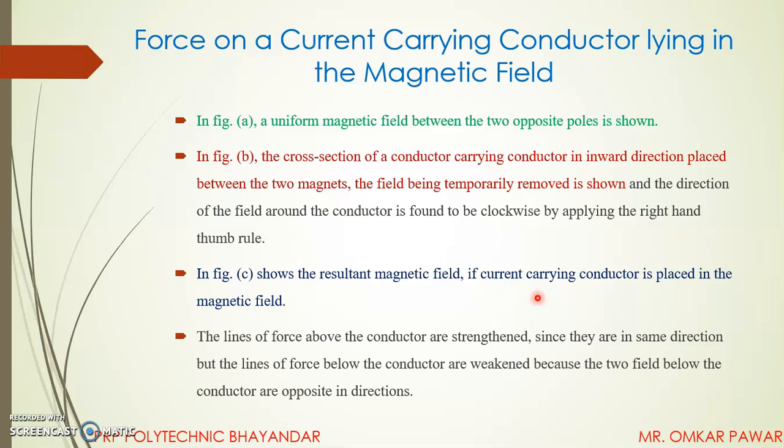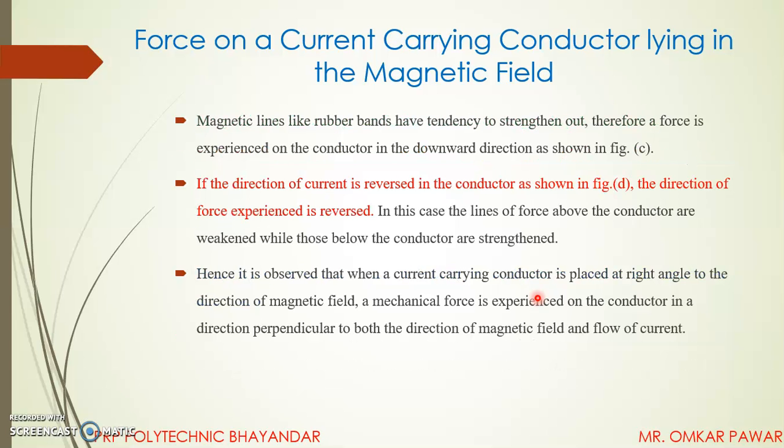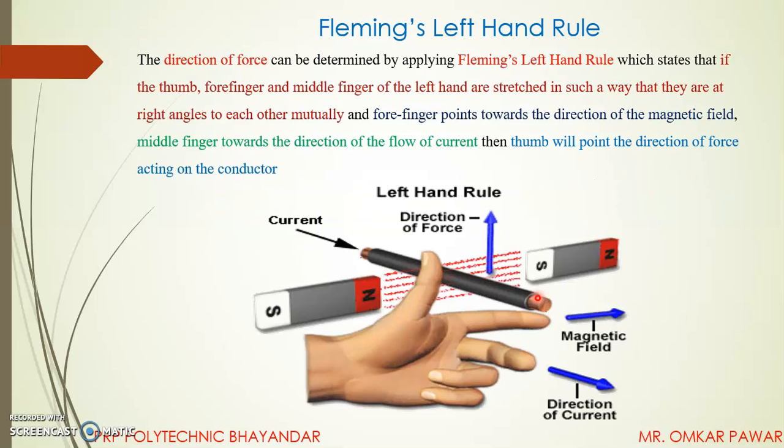So this is the theory of how force is created on a current carrying conductor in a magnetic field. Next is Fleming's left hand rule. The direction of force created on the conductor can be determined by applying Fleming's left hand rule, which states that the forefinger and middle finger of the left hand are stretched in such a way that they are at right angles, that is 90 degrees, mutually to each other.